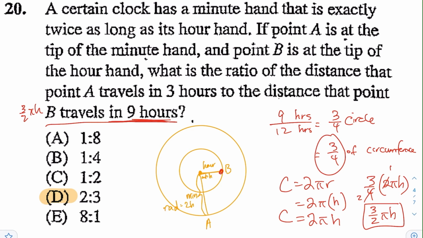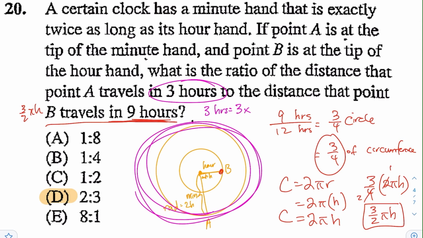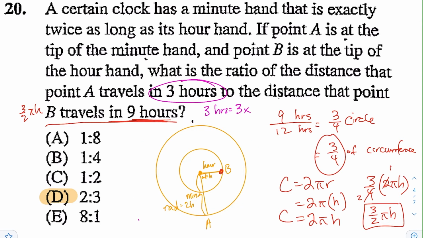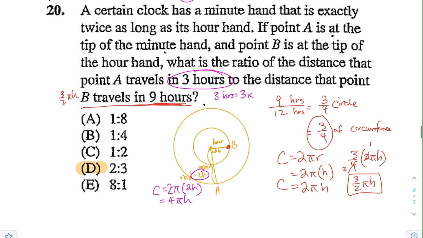Now for the minute hand, you have 3 hours, and 3 hours means that you travel around 3 times around the clock. So when you travel 3 times around the clock, the circumference of the big clock is 2 pi r, and the radius here is 2h, so that's going to be 4 pi h. And you travel 3 times around, because each hour you go 360 degrees. So you have to do 4 pi h times 3, that's 12 pi h.